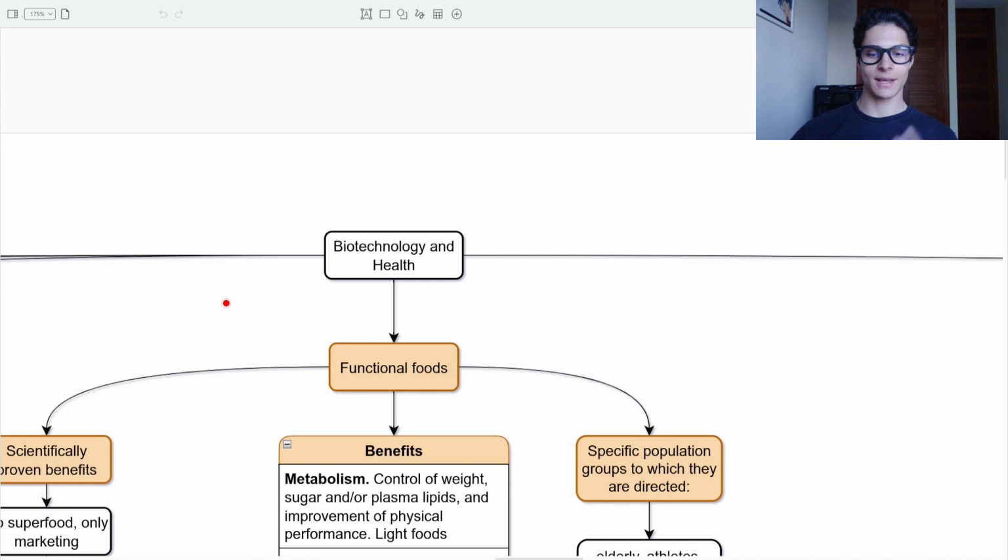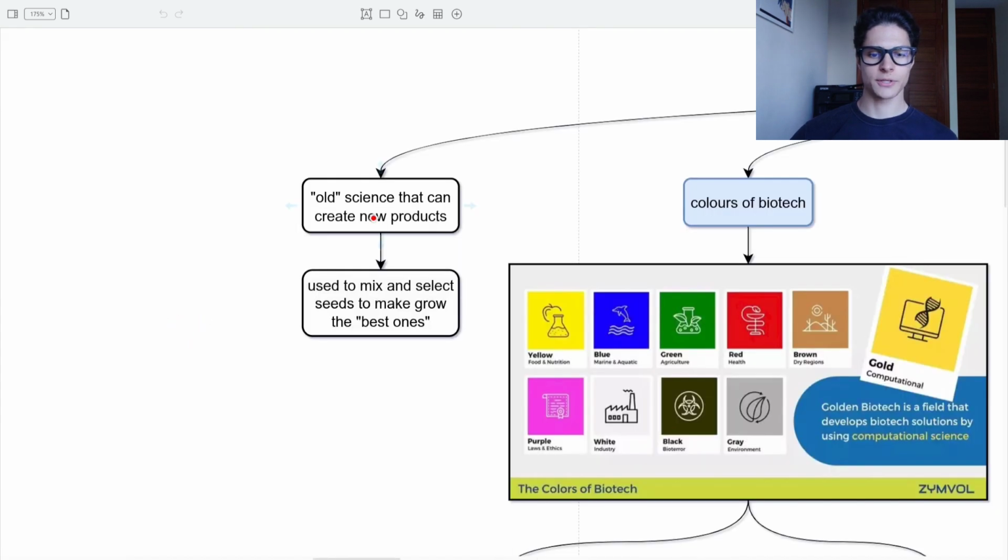Okay, so now let's take a look at biotechnology and health. How biotechnology can affect our communities. Biotechnology is a relatively old science that can create new products. It's used to mix and select seeds to make the best ones grow.